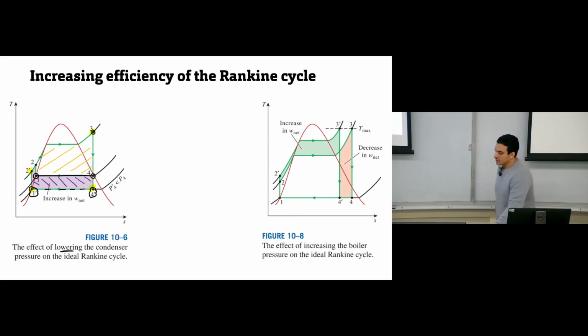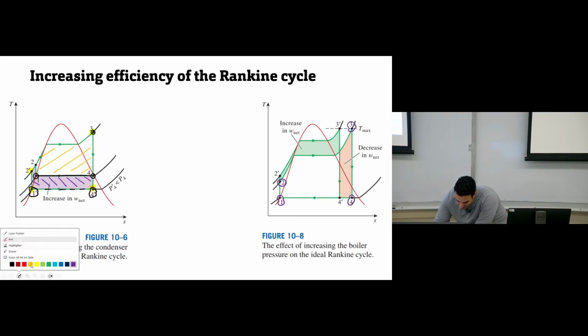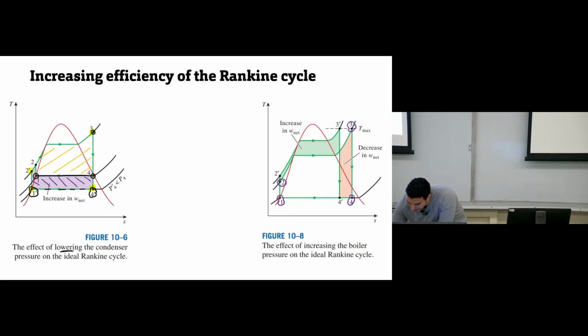The other option: let's assume the original cycle is this one, 1, 2, 3, and 4. This is the original cycle we have, and this is the original network obtained from this cycle.